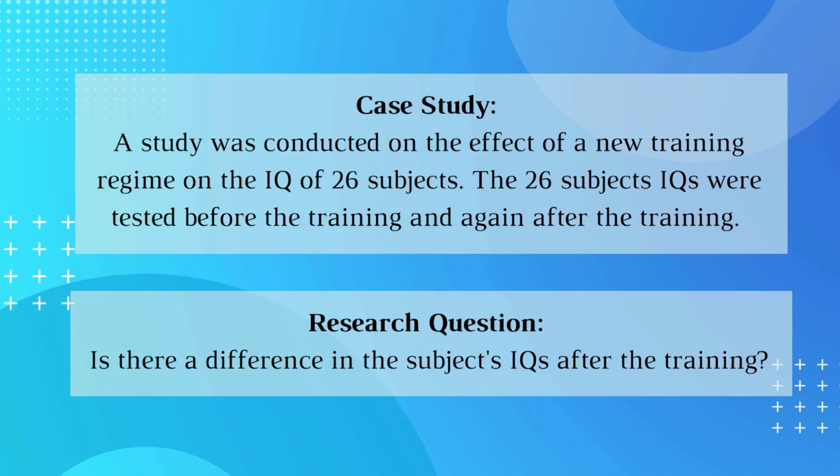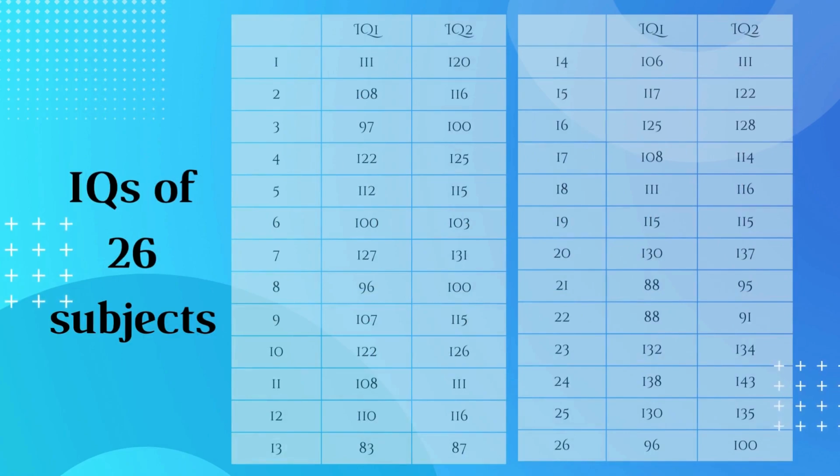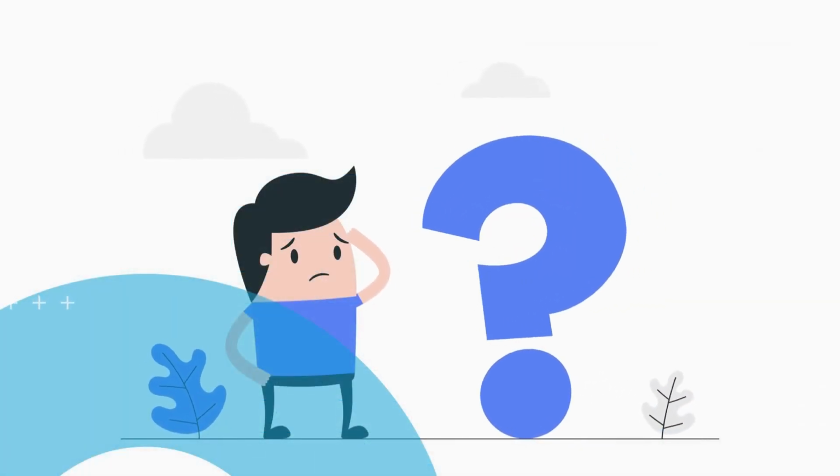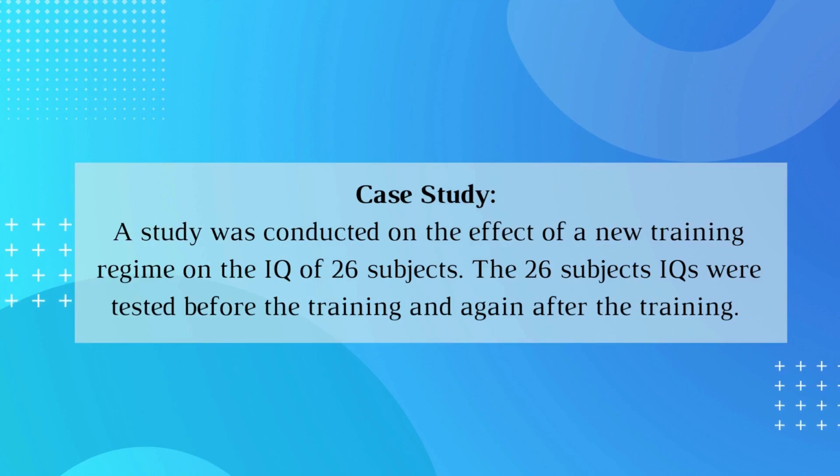Here is the IQ of the 26 subjects before the training, labeled IQ1, and their IQ after the training, labeled IQ2. So now, which hypothesis test should we use? Paired t-test or two-sample t-test? Well, let's re-look at the case study again. We have the IQ of the 26 subjects before and after training.